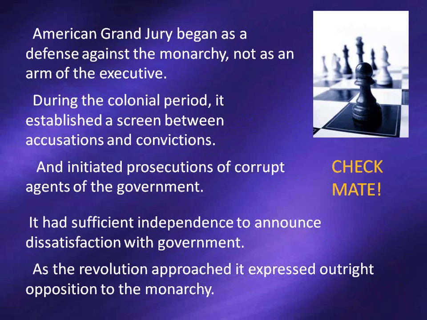Now, the American grand jury began as a defense against the monarchy, not as an arm of the executive. During the colonial period, it established a screen between accusations and convictions and initiated prosecutions of corrupt agents of the government. It had sufficient independence at that time to announce dissatisfaction with government, and as the revolution approached, it expressed outright opposition to the monarchy.